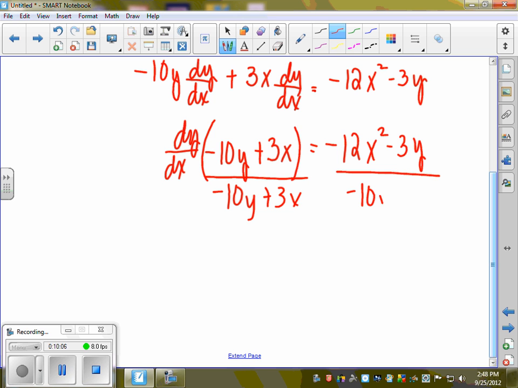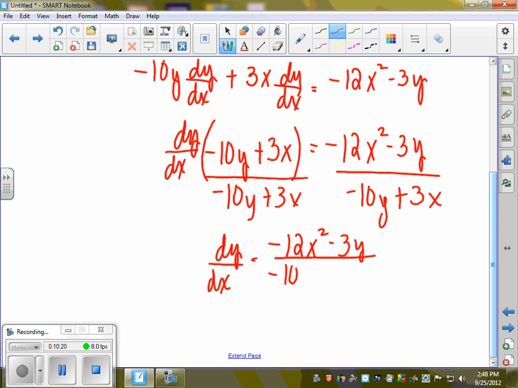Now, you're going to see some really nasty looking answers. So dy/dx would be negative 12x squared minus 3y over negative 10y plus 3x.